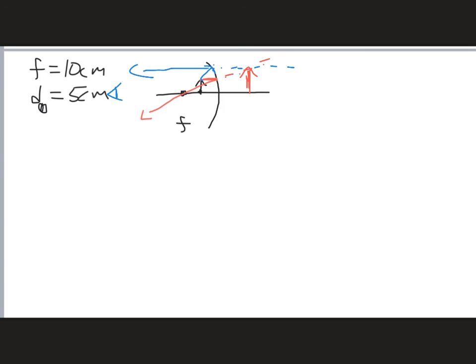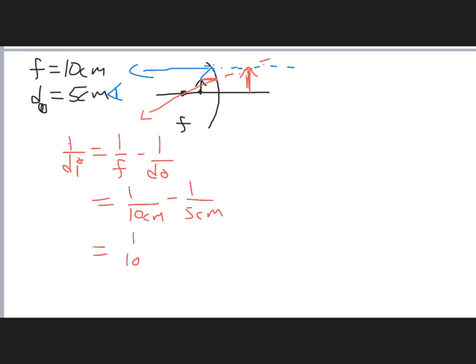And calculating where that image is is pretty easy. We still have that same equation, and when you solve for the image distance, just like we did before, you get 1 over the image distance is equal to 1 over the focal distance minus 1 over the object distance. And we have that the focal distance is 10 and the object distance is 5. So that's going to be 1 over 10 centimeters minus 1 over 5 centimeters. Now, get a common denominator. That's going to be 1 over 10 centimeters minus 2 over 10 centimeters. And that works out to be minus 1 over 10 centimeters.